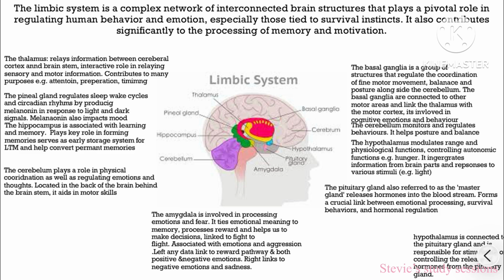The basal ganglia is a group of structures that regulate the coordination of fine motor movements, balance, and posture alongside the cerebellum. The basal ganglia is connected to motor areas and links the thalamus with the motor cortex. It is involved in cognitive emotions and behavior.